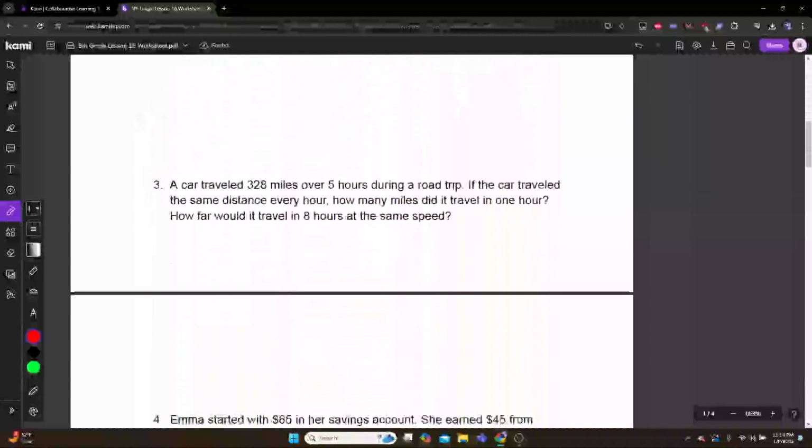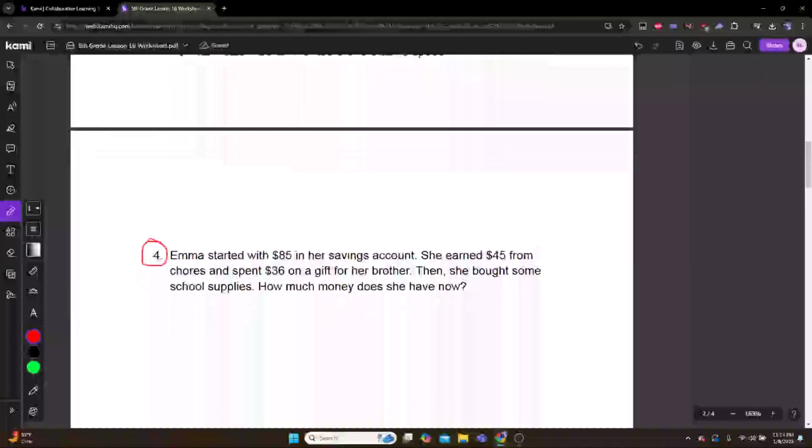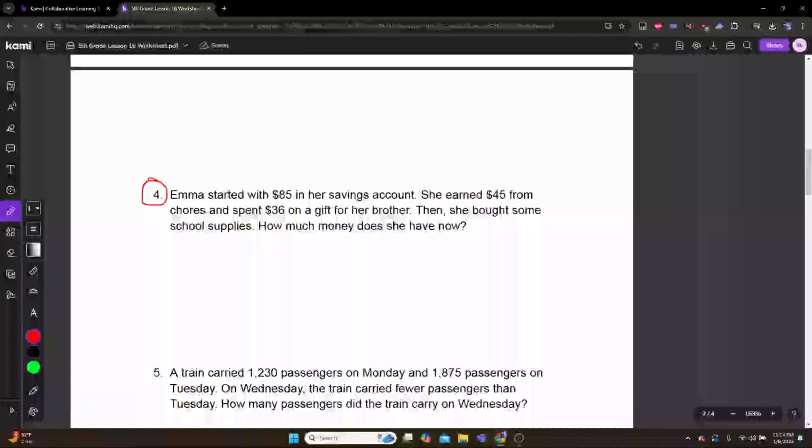Okay, so let's try number 4 now. Emma started with $85 in her savings account. She earned $45 from chores and spent $36 on a gift for her brother. Then she bought some school supplies. How much money does she have now?